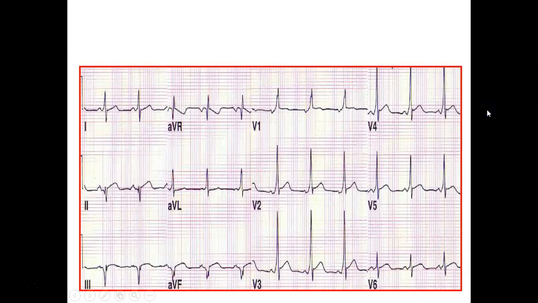Look at this one, and just look at V1 and V2, and we get the tall R wave in V1 and V2. But if you carefully notice, the PR interval is short and there is slurring of the R wave. If you see, there is slurring of the upstroke of the R wave. So this is your WPW syndrome type A.